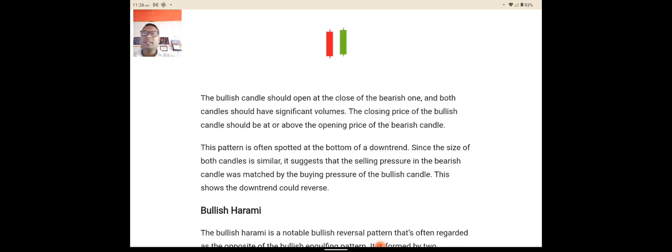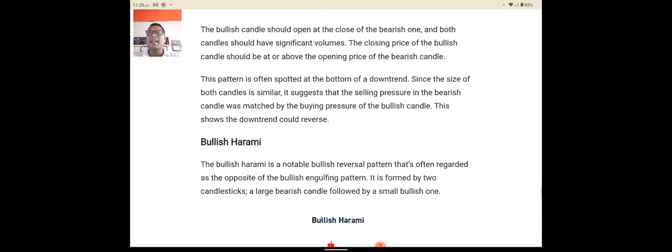The bullish candle should open at the close of the bearish one, and both candles should have significant volumes. The closing price of the bullish candle should be at or above the opening price of the bearish candle. These patterns are often spotted at the bottom of a downtrend. Since the size of both candles is similar, it suggests that the selling pressure in the bearish candle was matched by the buying pressure of the bullish candle.